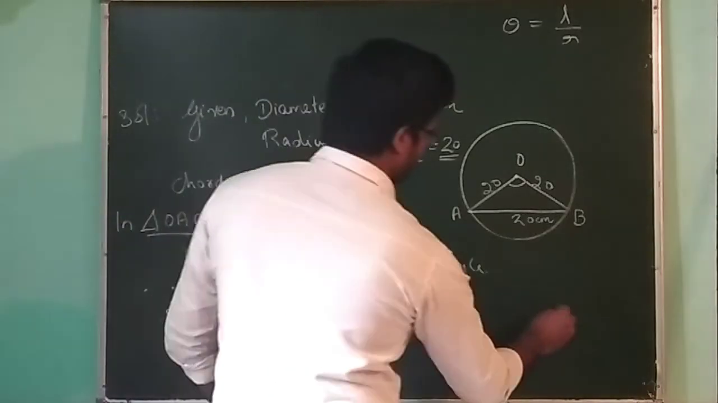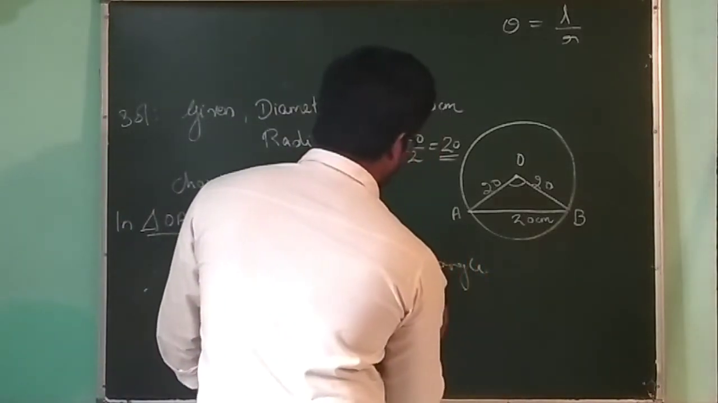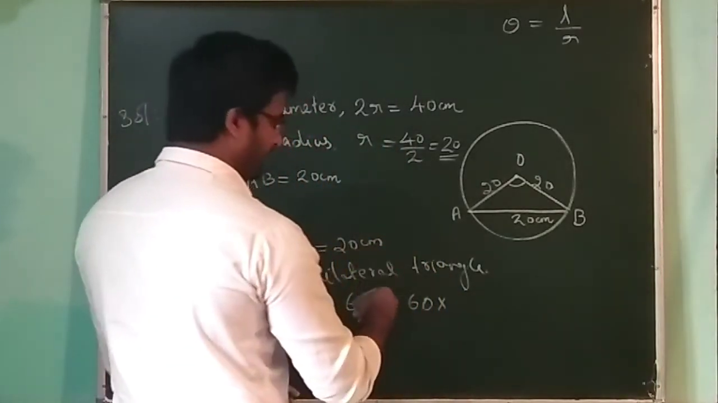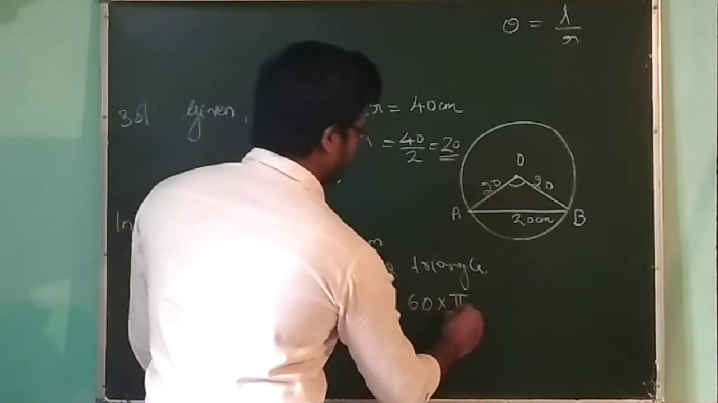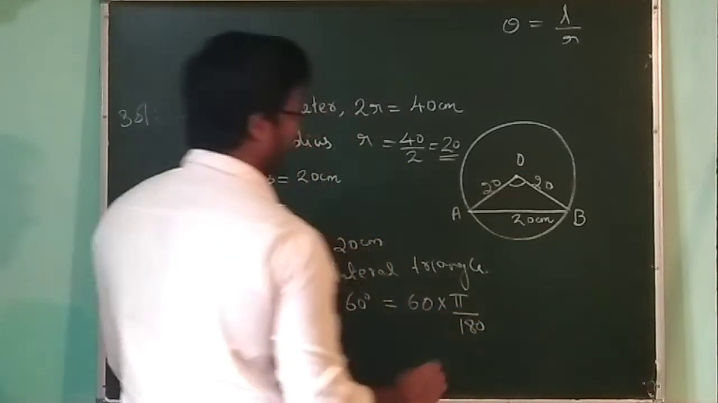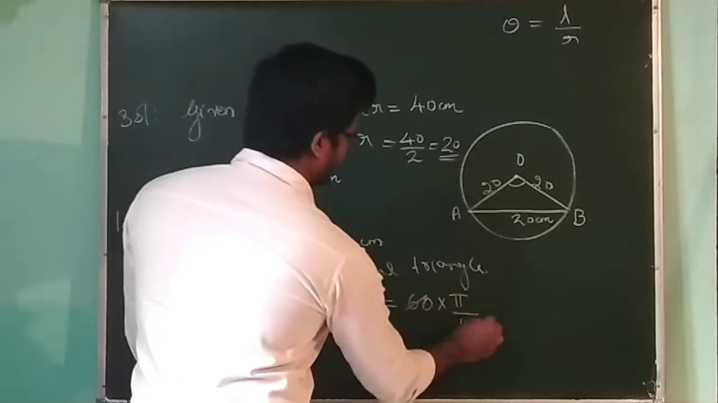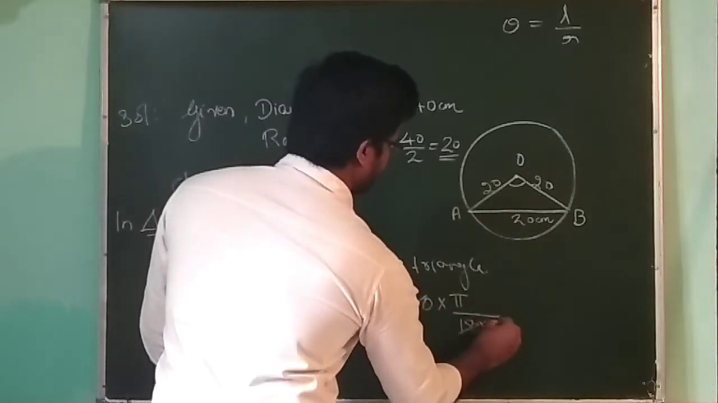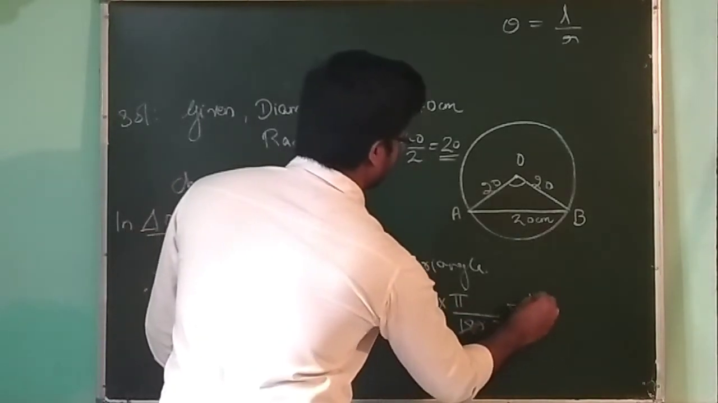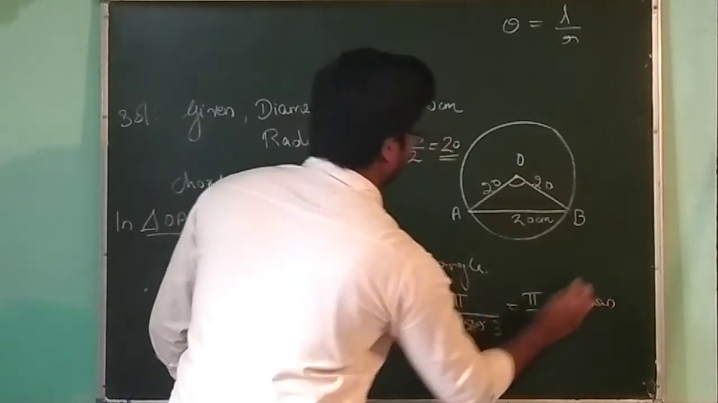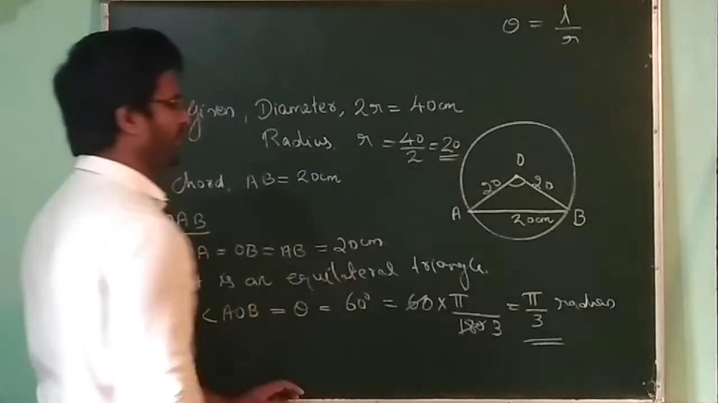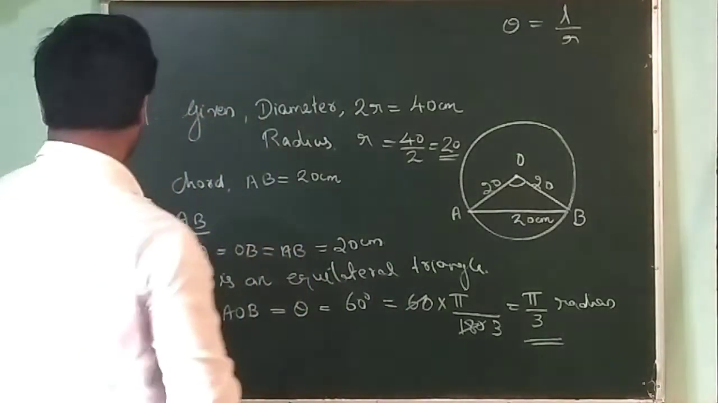That time what will we do? 60 degree. You know that 60 into, to change degree measure to radian, multiply with pi by 180. Got it? What will we get? 3. Pi by 3 radian. 60 degree means pi divided by 3 radian.